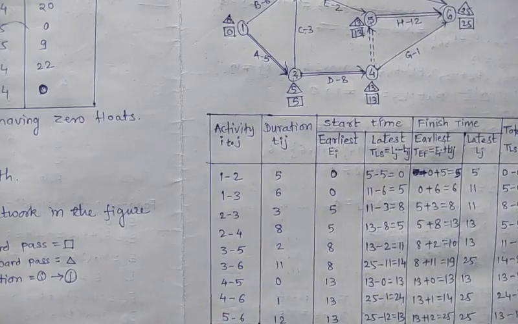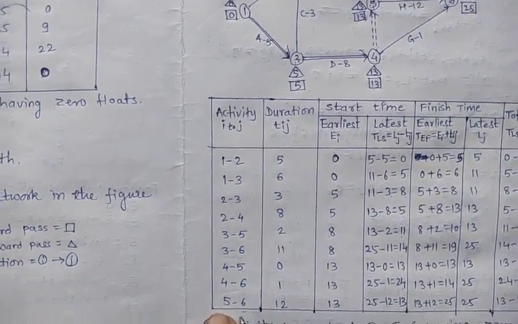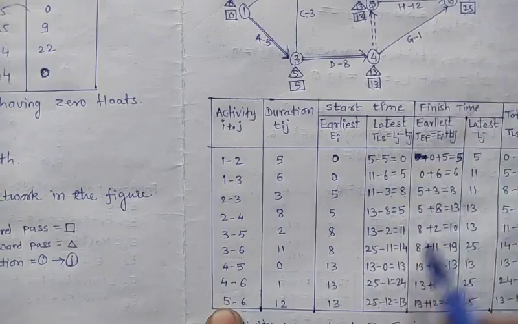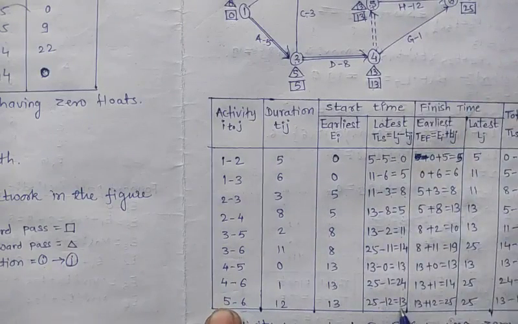And last, 5 6. So the jth event is 6. So 25 minus 5 6. 5 6 is 12. 25 minus 12 is 13.